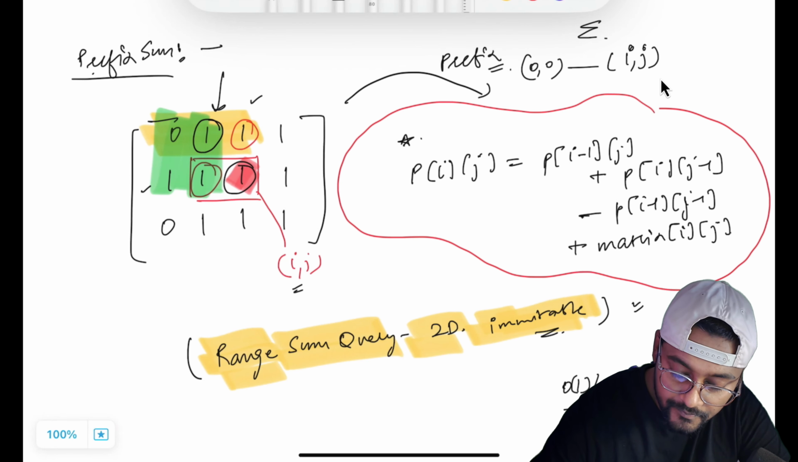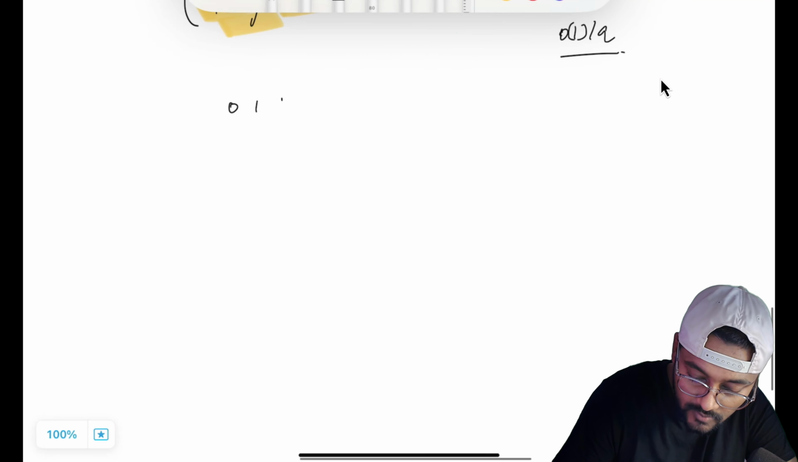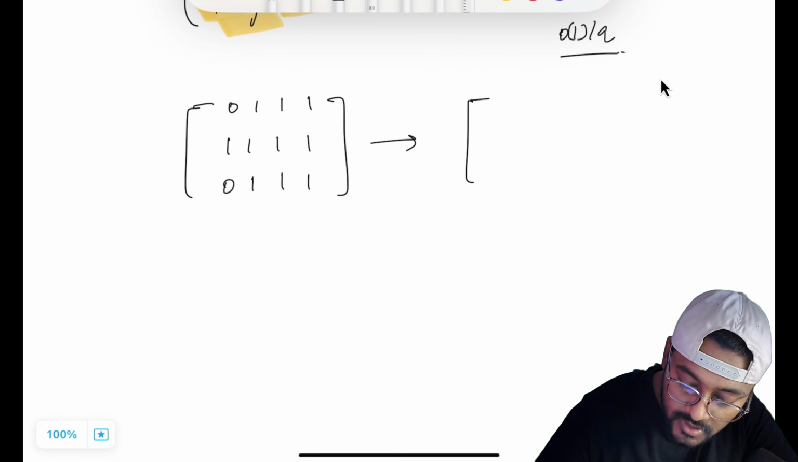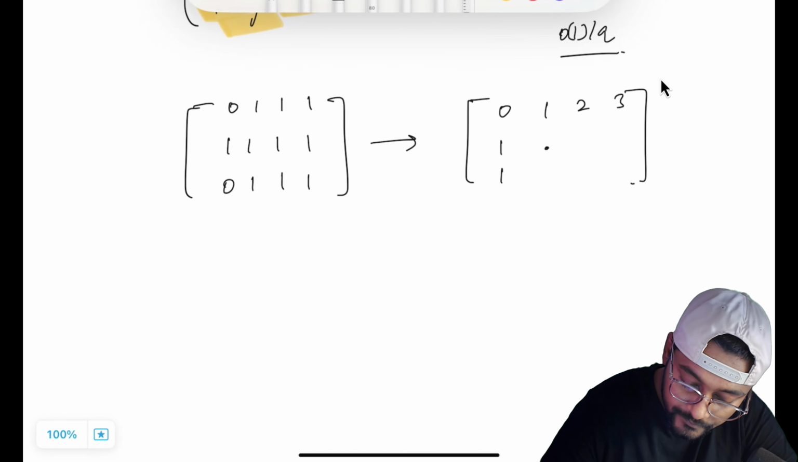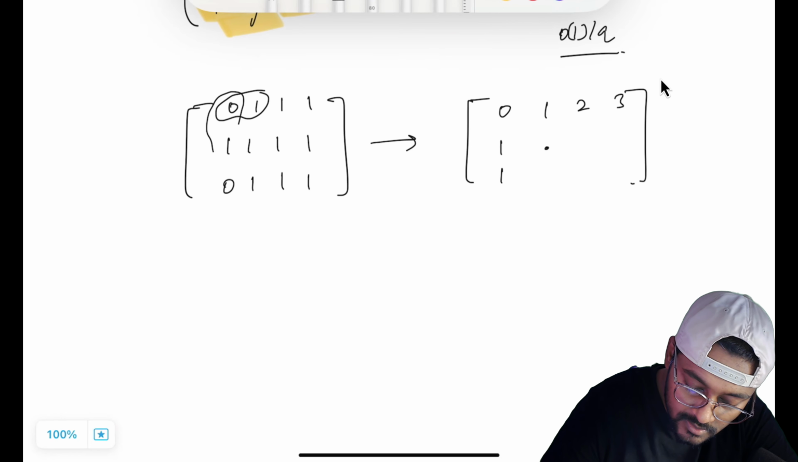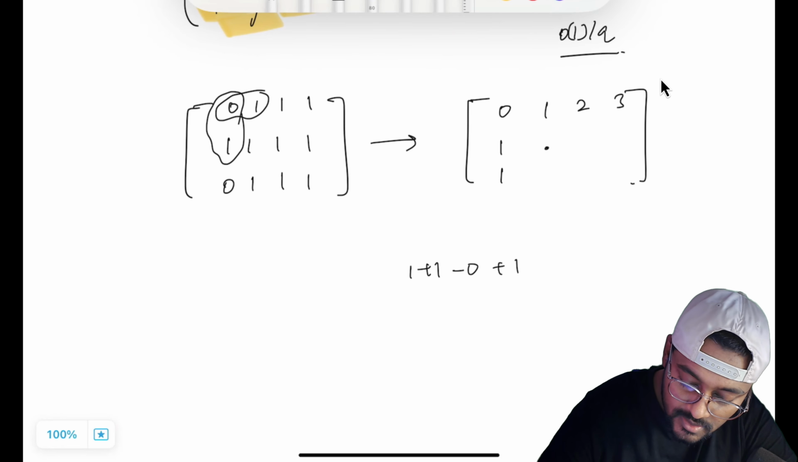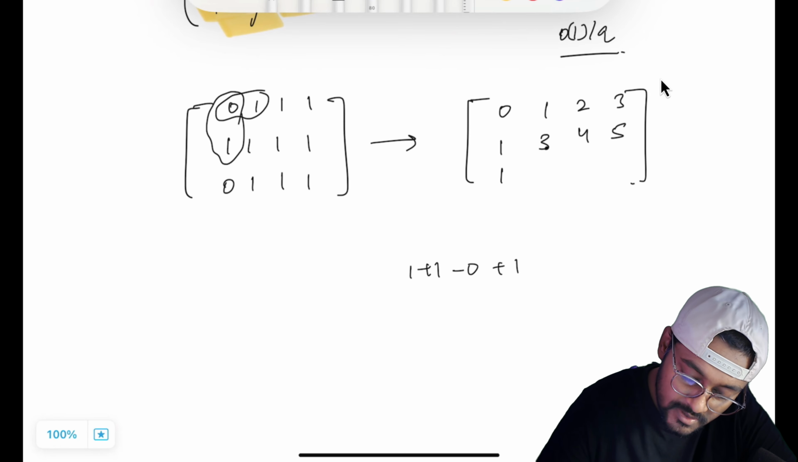And after this formula, I will be able to have the prefix of this grid. So this grid is 0 1 1 1 1 1 1 1 0 1 1 1. Okay, this is the grid. And what is the prefix of this grid? The prefix for this grid will be, for the first line, 1 2 3. For the first column it is 1 1. At this position, this sum, 1 plus 1 minus 0, 0 is added twice, plus 1. So this is 3, and this is 4, this is 5.